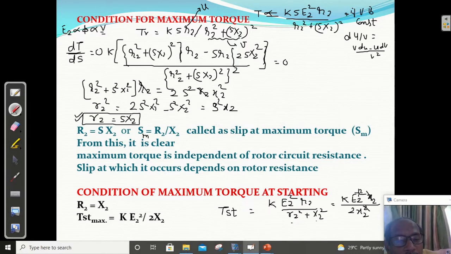Okay, this is for T max. Why? For T max, what have you put in place of R2? X2. So T start max equals K into E2 square upon 2x2. So we will get this equation: T starting maximum equals K E2 square upon 2x2. This is the condition for maximum starting torque.